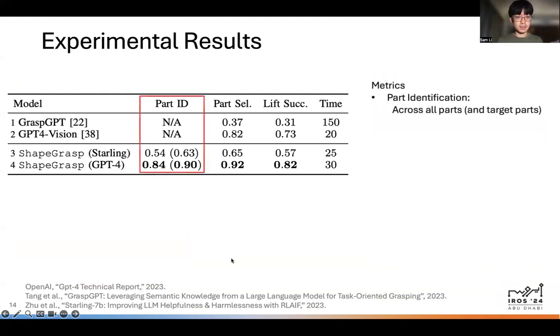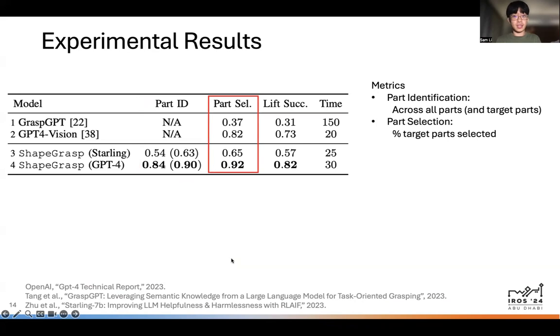We'll first go over the metrics. We start with the part identification metric, which is the accuracy of identifying each part in our decomposition across all parts that get decomposed and across only the target parts. What this means is that for every object task pair, there is a part that is correct for interaction. Notably, if the decomposition fails for any reason and the correct part is not actually segmented, this would automatically also count as a failure here, because we can't identify the correct part. Part selection is the percent of time that we select this correct part.